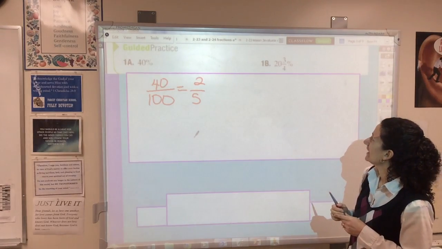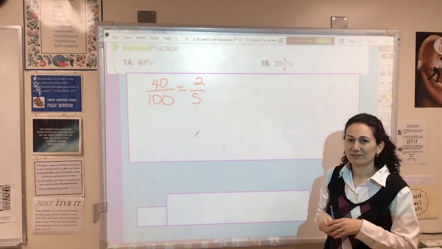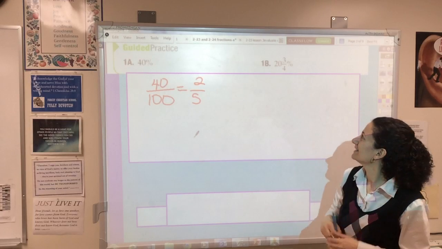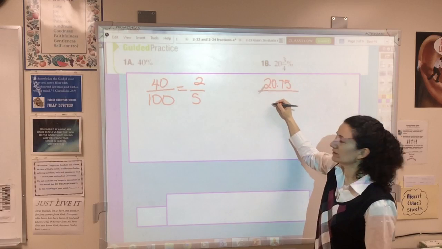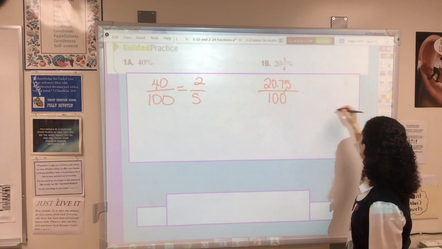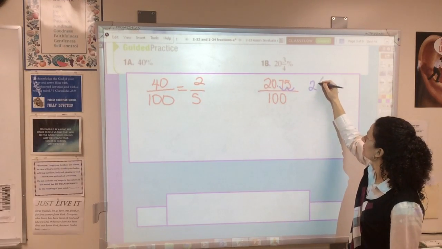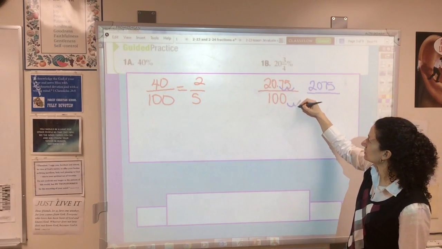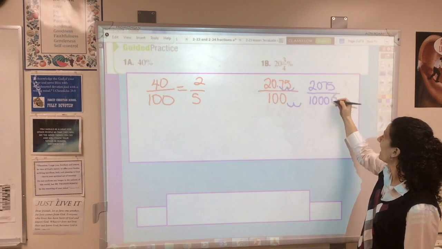Here's a trickier one. How did you write 3/4 as a decimal? Did you realize it was 3/4? And 3/4 is 0.75? So this is 20.75 over, all percents are out of 100, so out of 100. In this case, we're going to have to move the decimal 2 times. So we now have 2075 divided by, don't forget to move this decimal 2 times. That means this number is going to be 10,000.